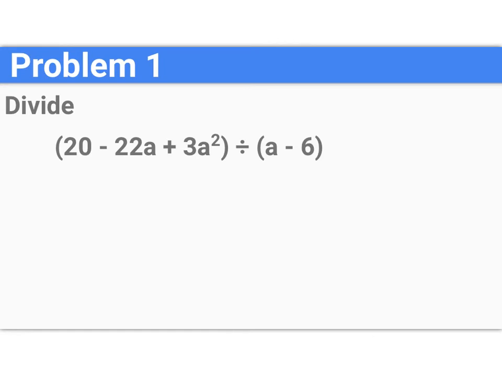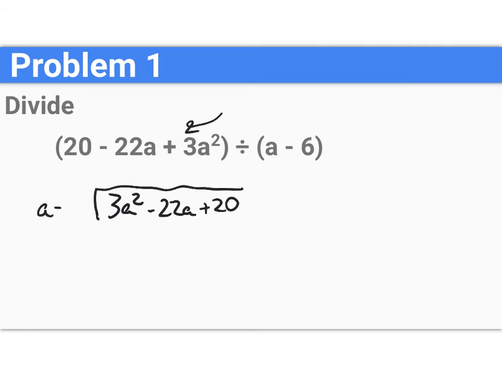Okay, so let's look at our first problem here. And if you had some trouble with it, that's no problem. So the first thing we have to do is write our trinomial in standard form. So I'm going to rewrite it as 3a squared minus 22a plus 20. I'm going to divide it by a minus 6.